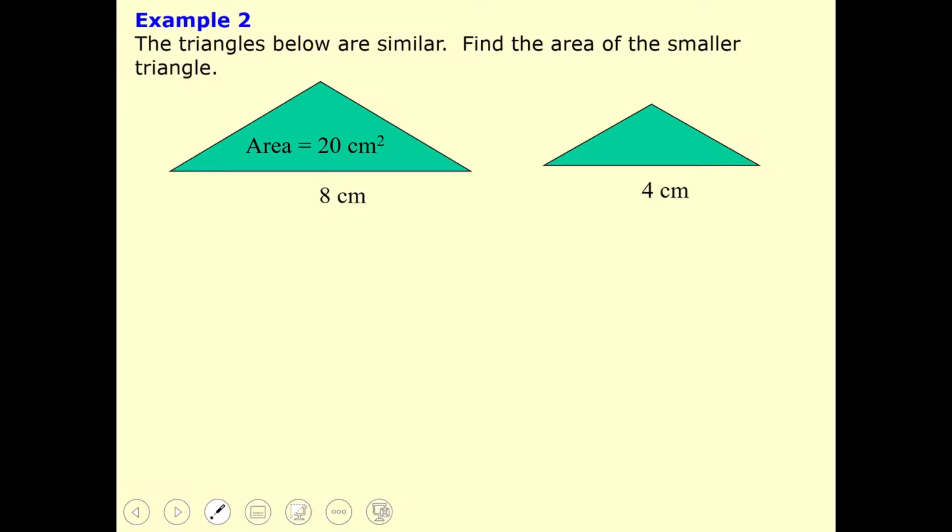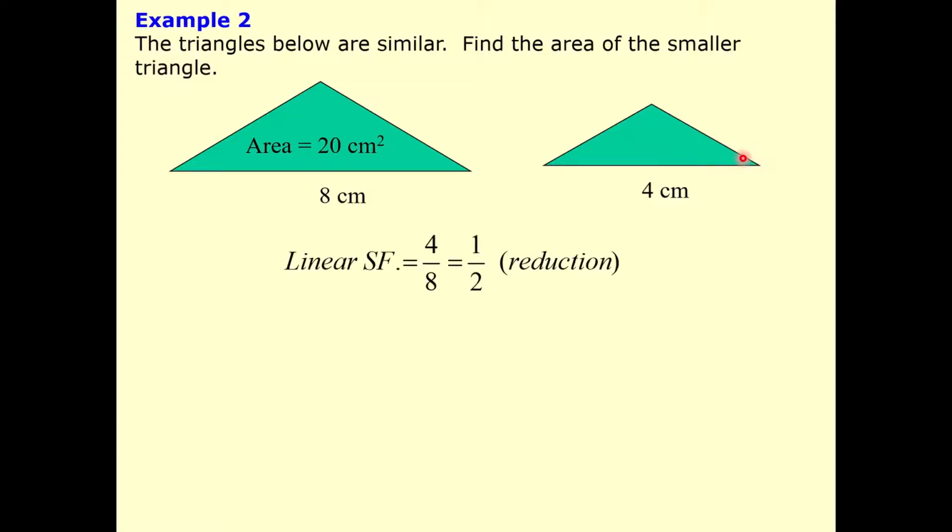So below, these triangles are both similar. We need to calculate the area of the smaller triangle. So we're going to be looking at a reduction this time. So this larger area has been reduced and we're trying to work out what this smaller area is. So to start off with, as always, we're going to find our linear scale factor. And to do that, we're going to take our new over old, and we're comparing the lengths because that's a linear scale factor. So new over old, so 4 over 8, and we can simplify that down to a half, and we are dealing with a reduction.